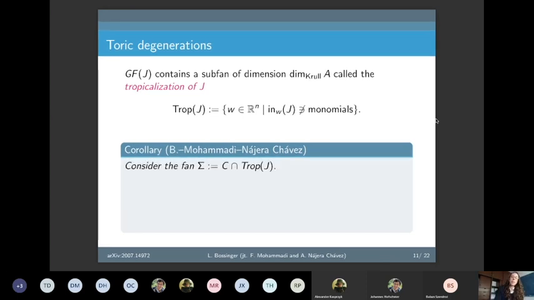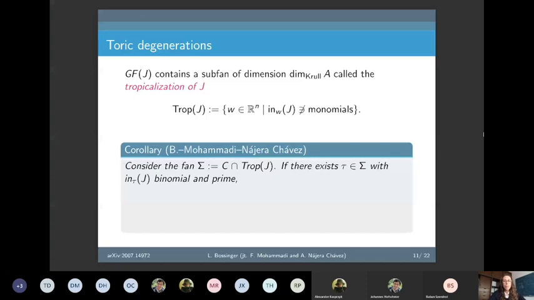And that's very nice because binomial ideals define toric varieties, or more precisely, prime binomial ideals, depending on your convention. And if we're lucky, we can find those in the big family corresponding to a maximal cone. To see that, we now consider the fan that is the intersection of our cone C with the tropicalization. So this is a fan because both the fan structure of the tropicalization and the fan structure of our cone C are given by the Gröbner fan structure.